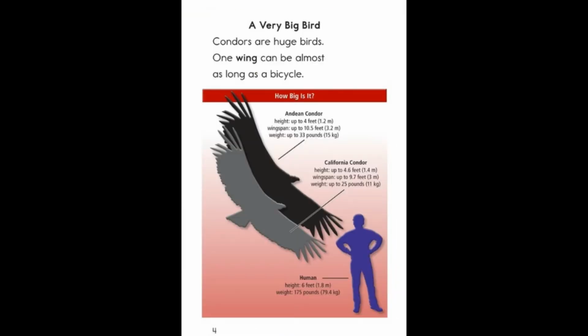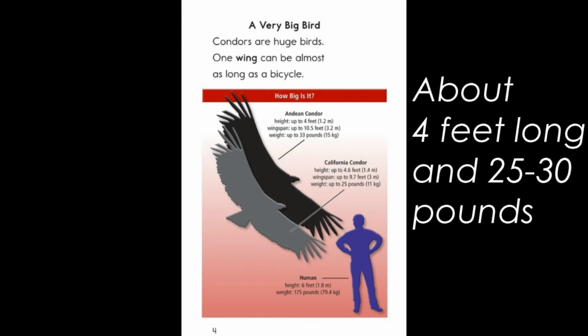A very big bird. Condors are huge birds. One wing can be almost as long as a bicycle. And then it says, the Andean condor has a height of up to 4 feet, a wingspan of up to 10.5 feet, and a weight of up to 33 pounds. And the California condor has a height of up to 4.6 feet, so a little bit longer, a wingspan of up to 9.7 feet, and a weight of up to 25 pounds.